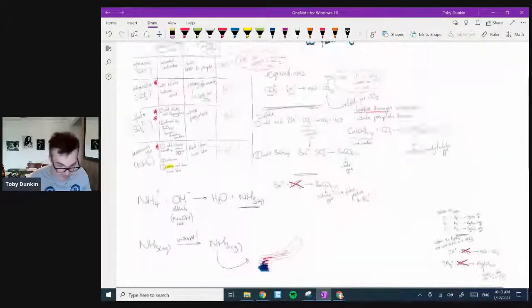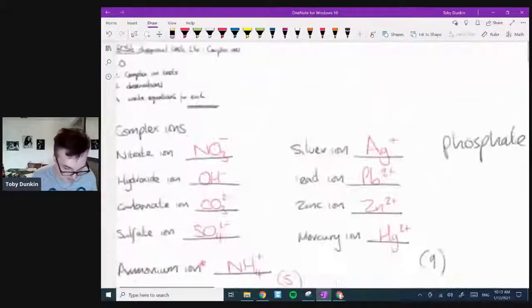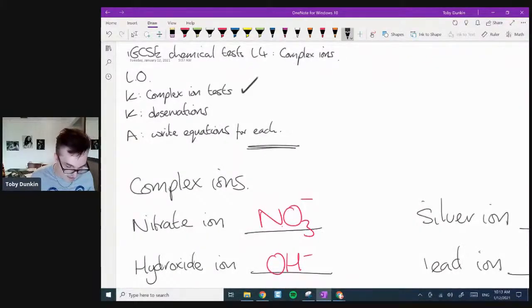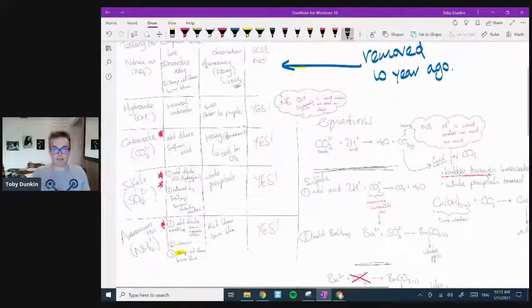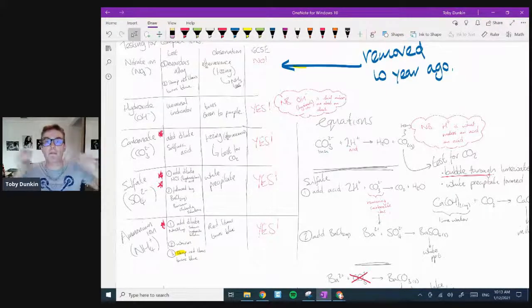Anyway, that brings me to the end of my lesson. So my learning objectives. Number 1, know the complex ion tests. Number 2, know your observations and be able to write equations for each. So I'm going to set you a homework because we have now covered all of our ion testing. We've got gases to do next: hydrogen, oxygen, carbon dioxide, ammonia, HCl, SO2. Those gases are separate gas tests, but we've now finished our ion testing.